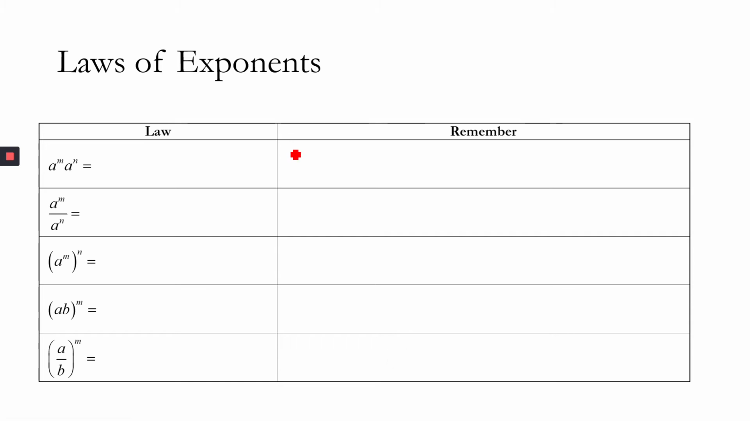The first one we're going to look at is called the product rule. And when we take something with the same base, we've got to make sure that it's the same base, so it's a in both cases here. We're just going to add the exponents.